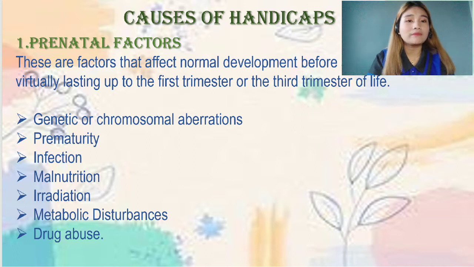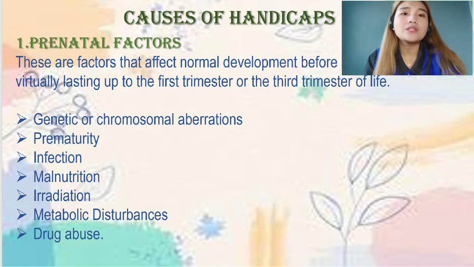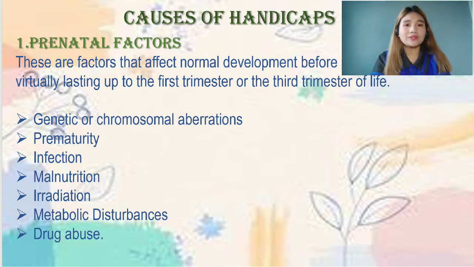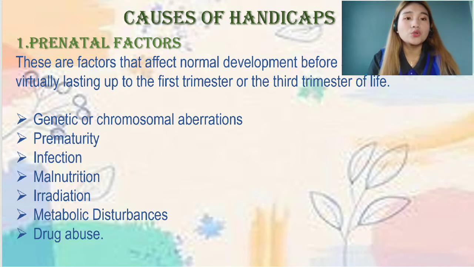These are factors that affect normal development before and after conception, virtually lasting up to the first trimester or the third trimester of life. For the prenatal risk factors, include chronic maternal illness, certain maternal infections, toxin exposures, and nutritional deficiencies. Risk factors in the perinatal period include pregnancy-related complications, prematurity and low birth weight, and infections exposure during pregnancy or at time of birth.